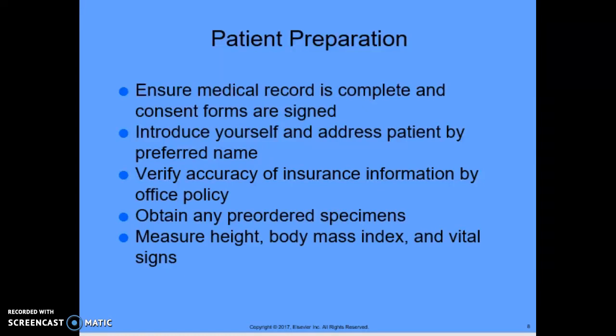You make sure that you introduce yourself and address the patient by their preferred name. Verify accuracy of insurance information by office policy. A lot of times in the office, this is done up front in the front office, and then you don't have to worry about it in the clinical setting. But in some smaller offices, you are responsible for this as well. You will be obtaining specimens that are pre-ordered, and of course measuring height, body mass index, and vital signs.